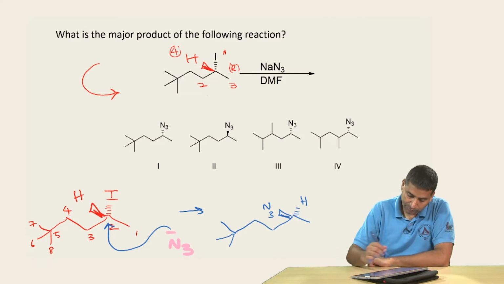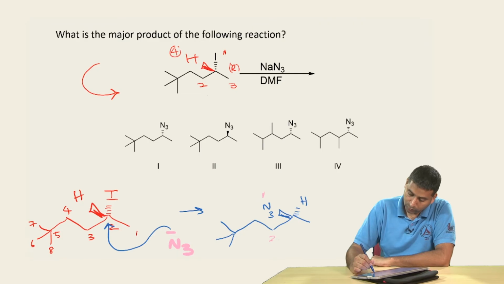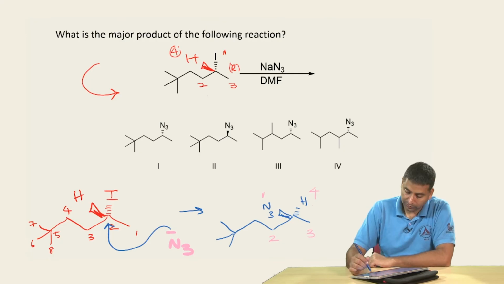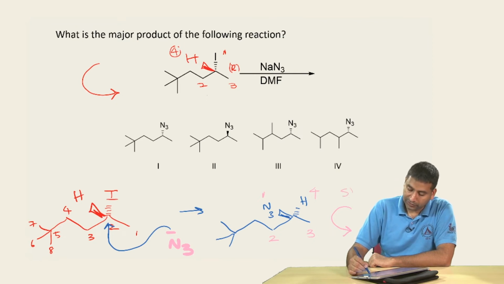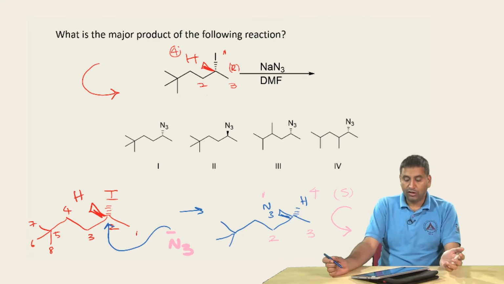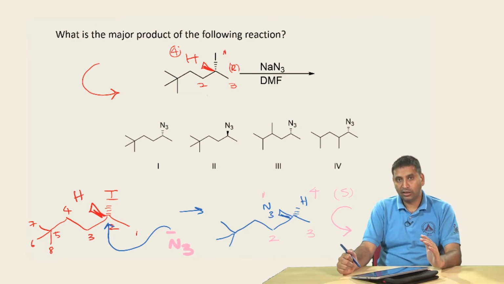Here again, the priority of the groups: N3 is number 1, then you have 2, then 3, and hydrogen is number 4. If you now see the orientation, this is going to be anti-clockwise, and therefore it would be assigned as S because hydrogen is going inside. So, we are okay. Here is an example of a case where an R stereochemistry goes into S.